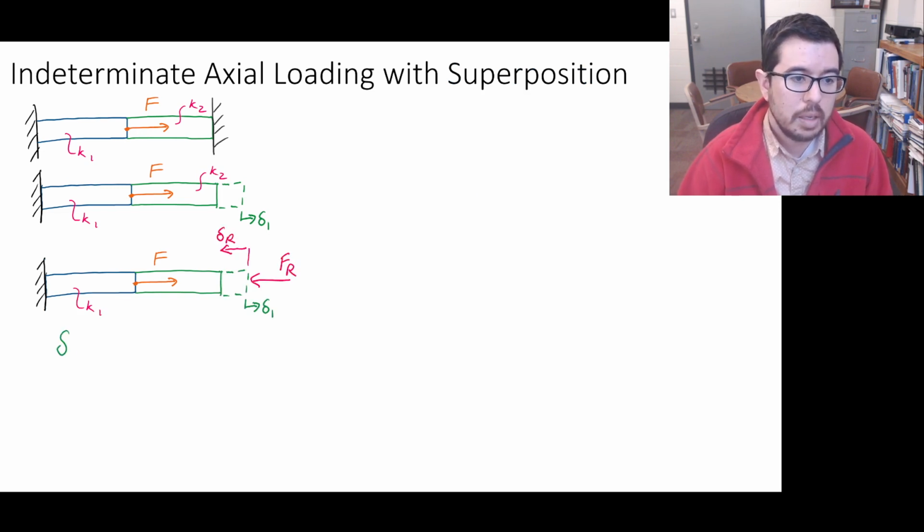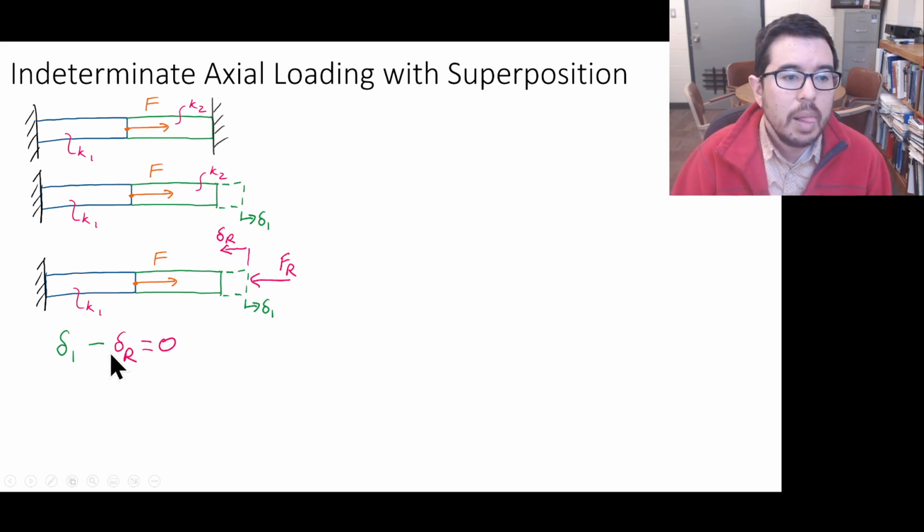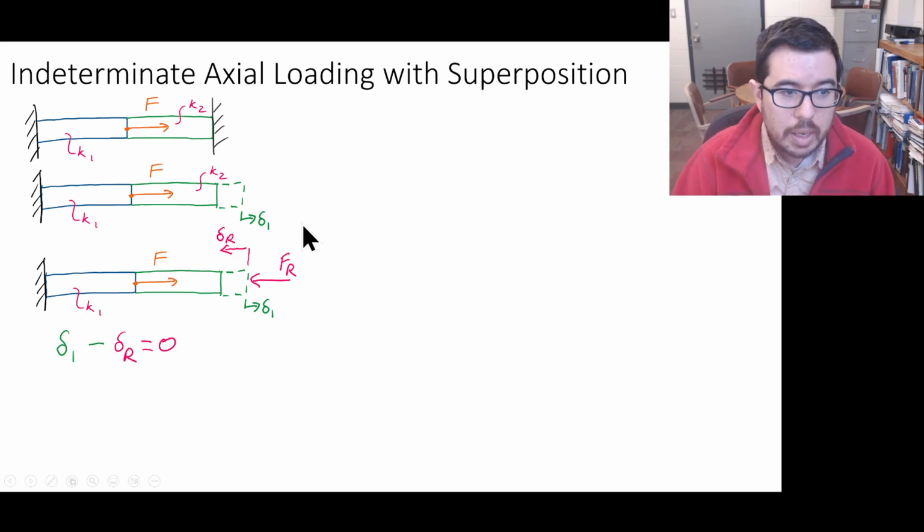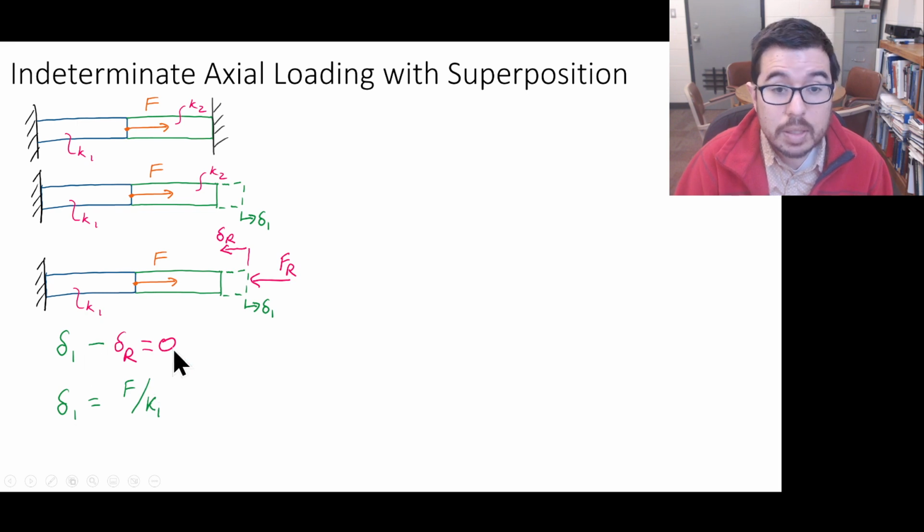And when we do this, we say, okay, this delta 1 that I have and this delta R have to be equal to each other, or delta 1 minus delta R has to be equal to 0. This means that we have delta 1. Well, okay, so this is the power. This is where our geometric compatibility comes in.